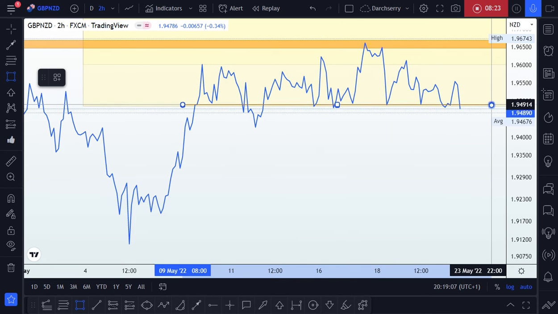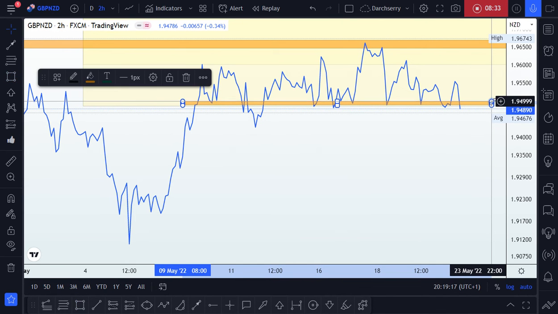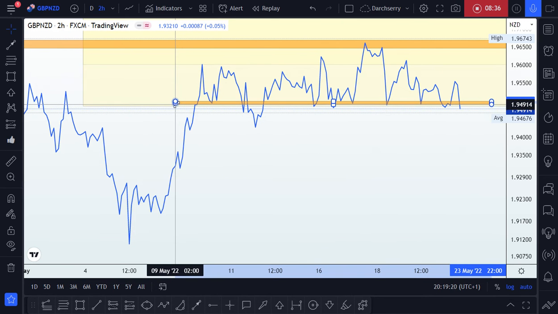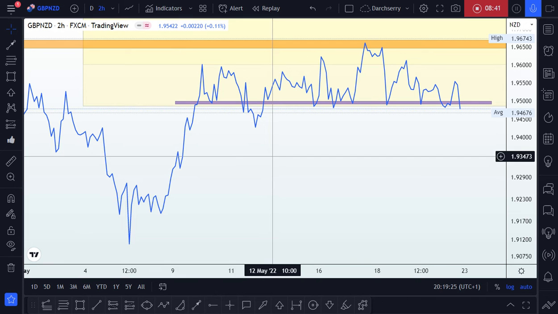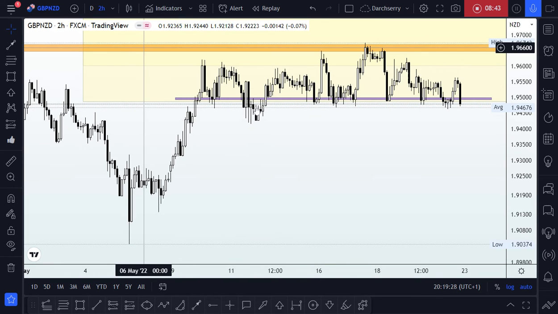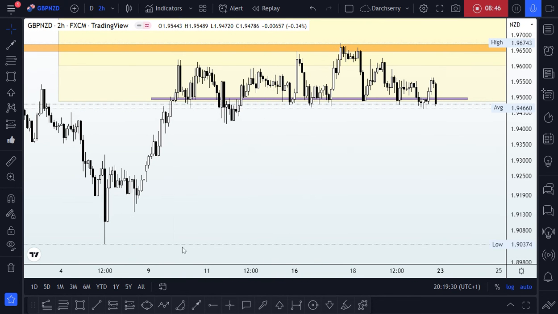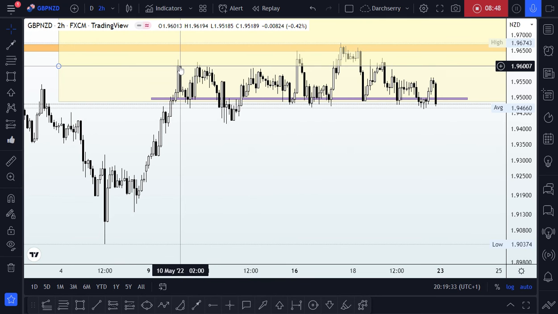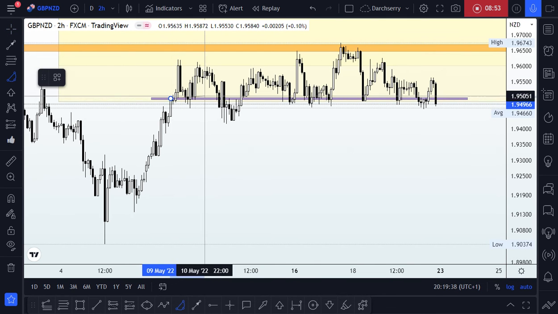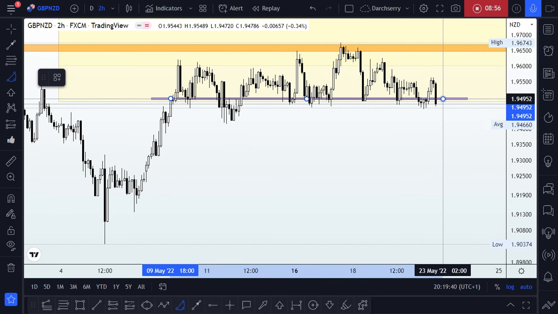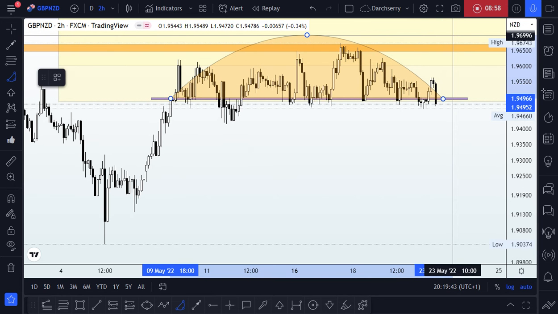I think 1.95 will be most preferable at this point. So let's bring in 1.95, and then let's give this a purple to differentiate it from the key level we identified earlier. So with this structure around here, the consolidation phase that gripped the market since the 10th of May might probably be a reversal pattern that we want to be using to confirm that we are going bearish on this one.